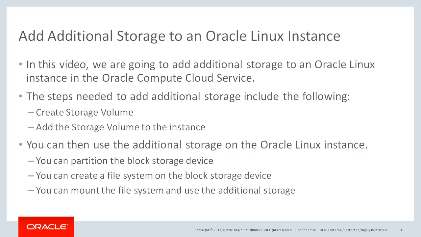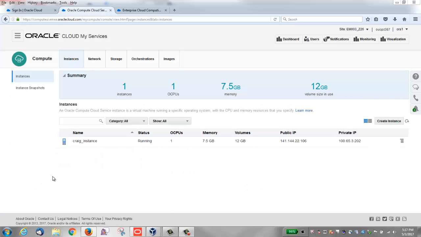Using the Oracle Compute Cloud Service web console, we're first going to create a storage volume. We'll then attach the storage volume to our instance. We can then log onto the Oracle Linux instance and begin to use the additional storage. We can create a partition on the new block storage device. We can create a file system on the new device, and we can mount the file system and begin to use the storage. We'll show all these steps in the video.